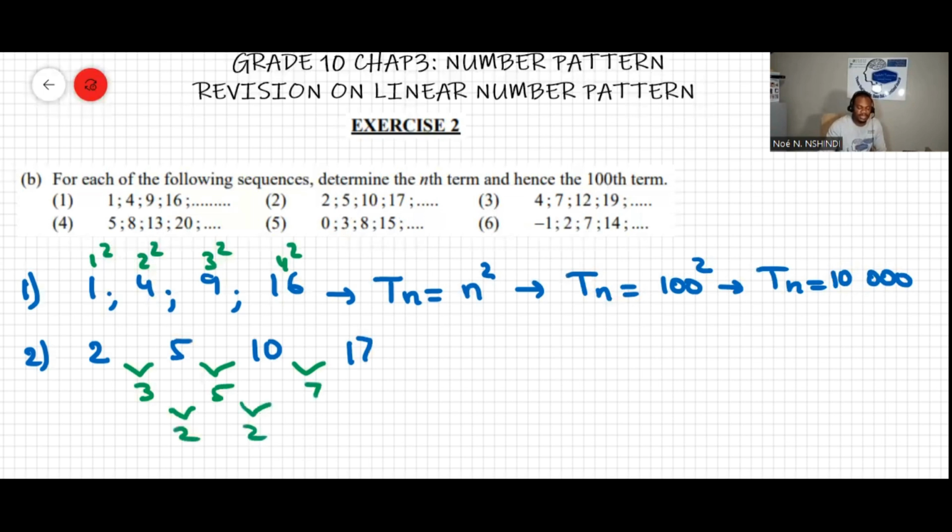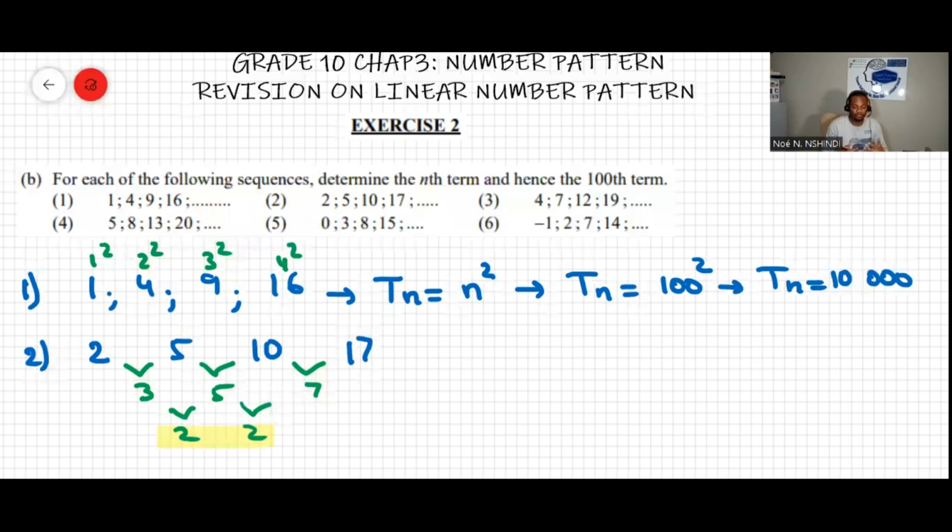Now, this is the type of pattern we call a quadratic pattern, when the second difference is common. The first difference will make a linear pattern, and when the second difference is common, we call it a quadratic pattern. We'll do a lot of them in grade 11. Now in grade 10, we're not going to do the formulas that we will do in grade 11.